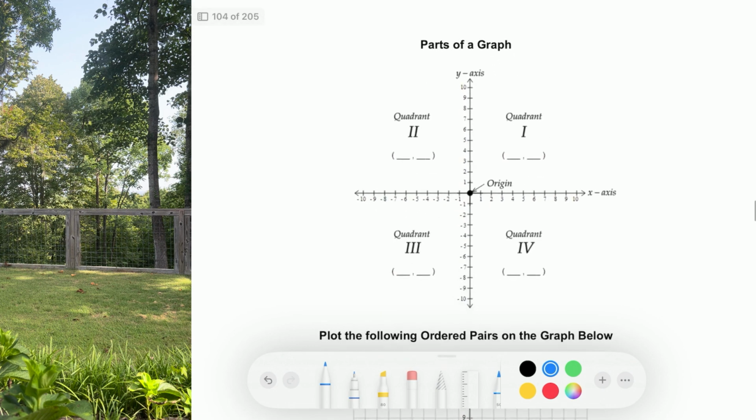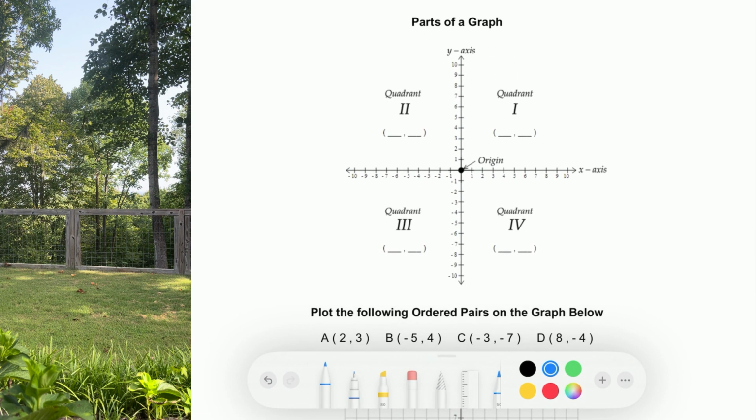All right, so let's label our parts of a graph. We have our y-axis right here, and then we have our x-axis here. So the x-axis is horizontal. I'm going to write that word, horizontal. Our y-axis is vertical.